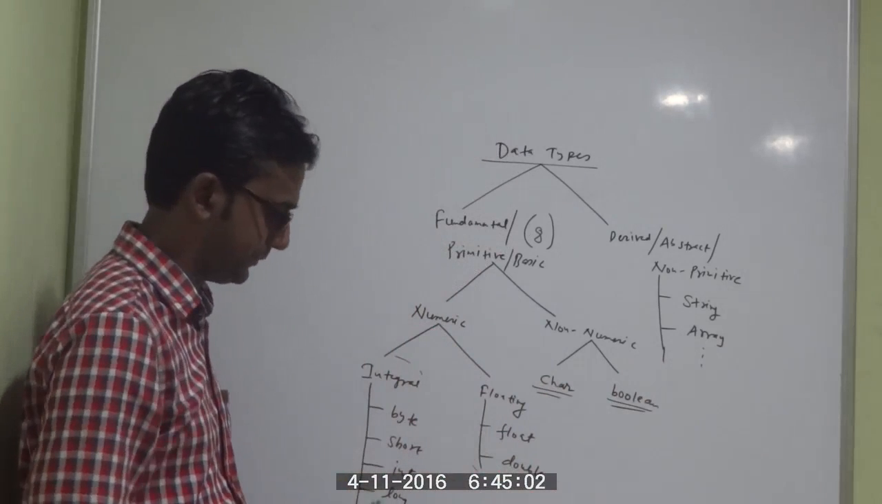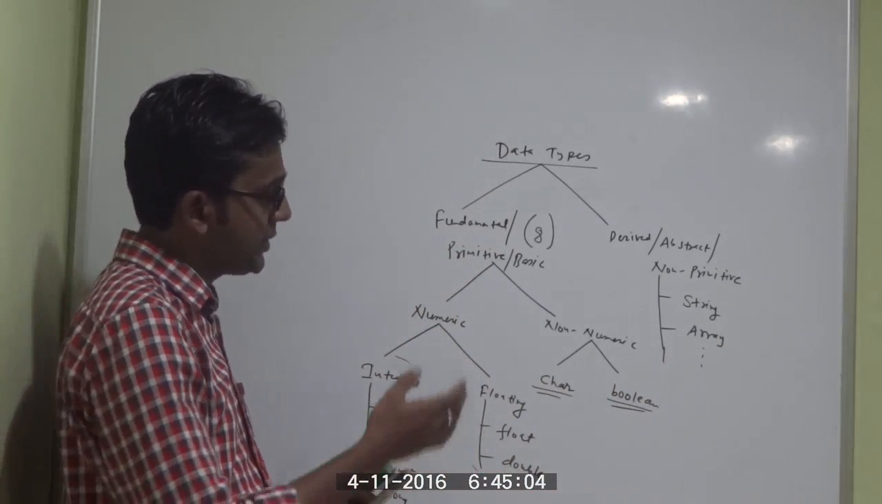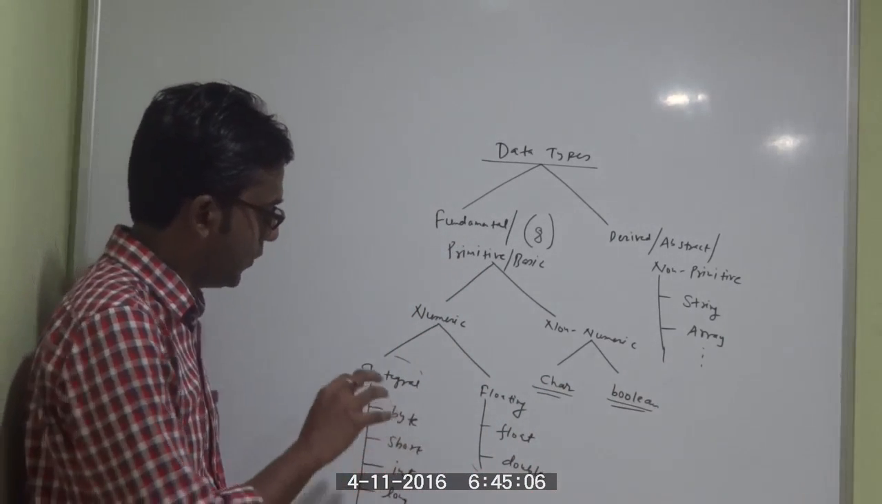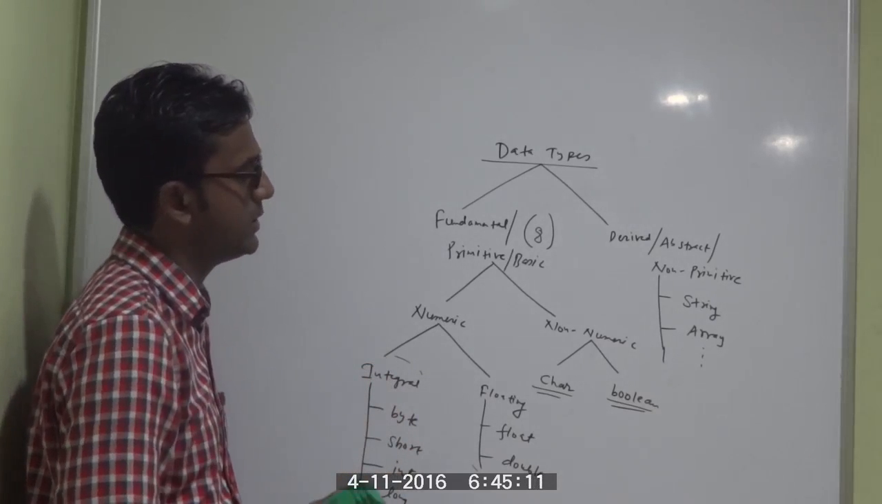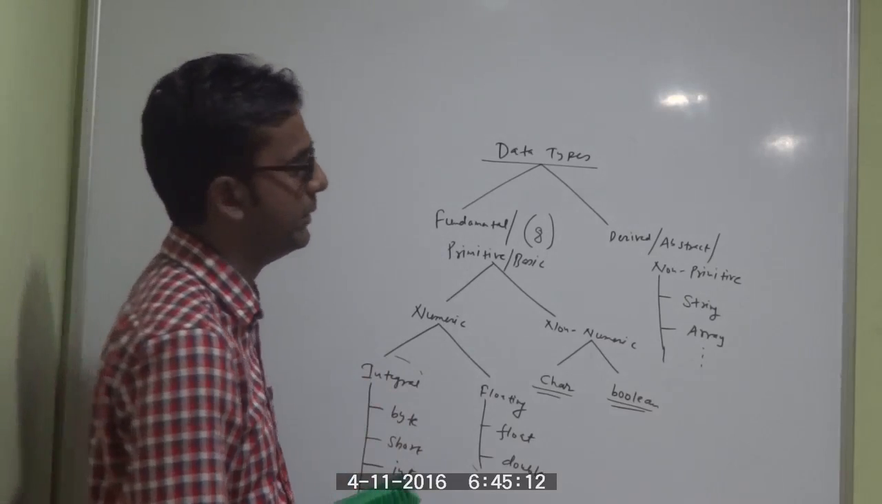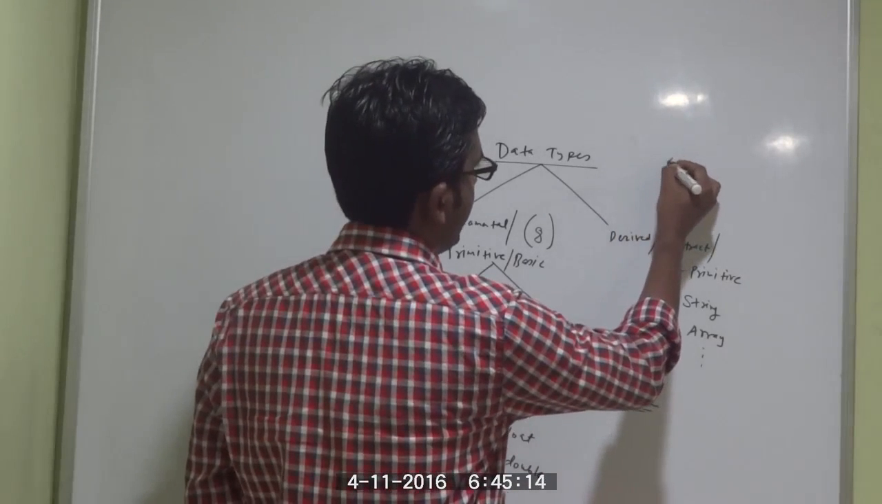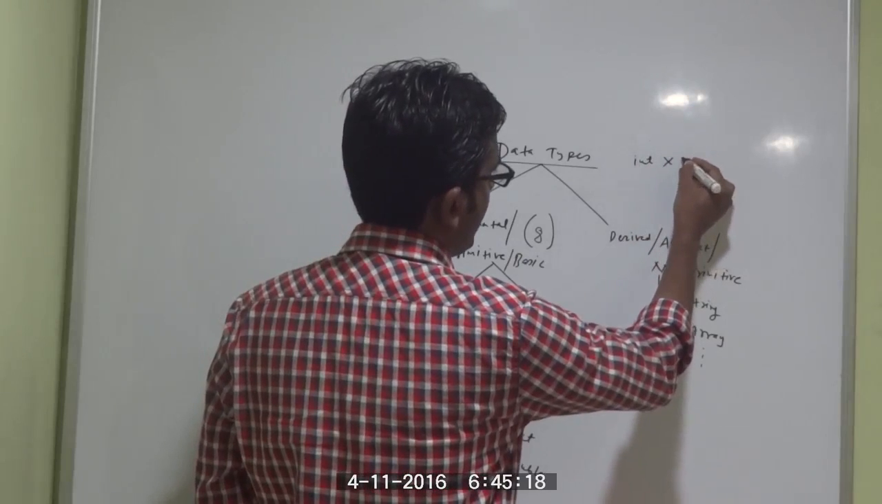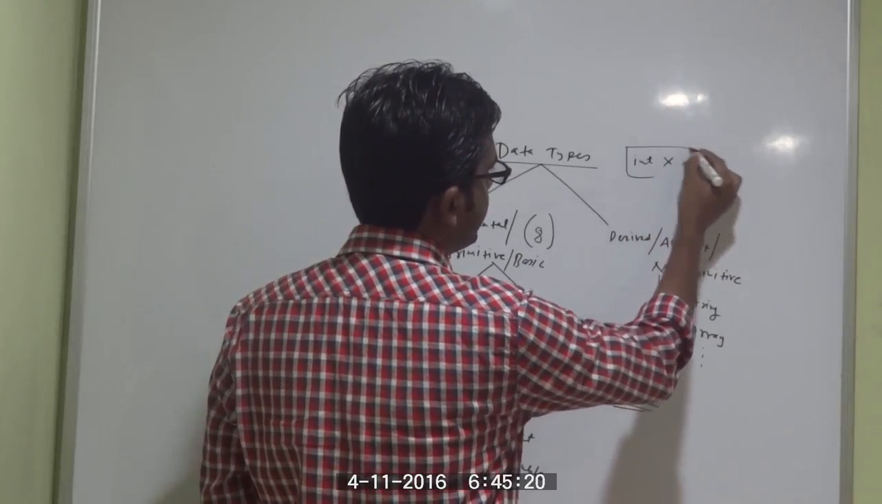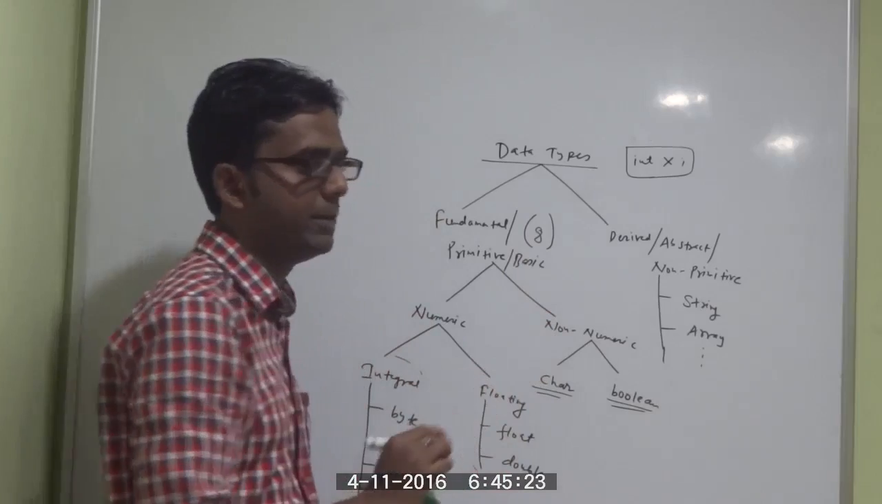Now next we need to know what will be the size allocated for these data types. Whenever you are creating any variable, suppose I am creating a variable x, then I need to specify the data type int. Now whenever you are creating a variable like this in Java, always some memory will be allocated.